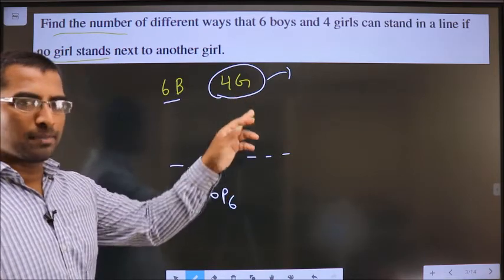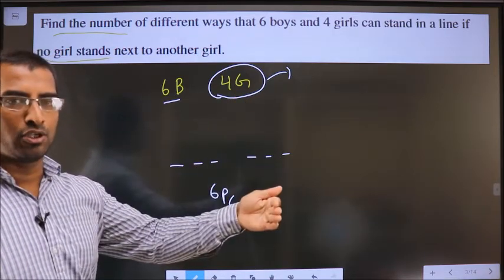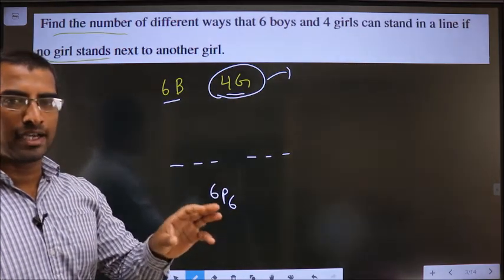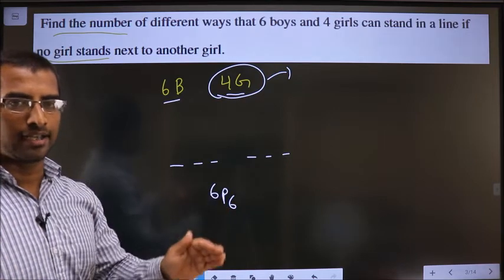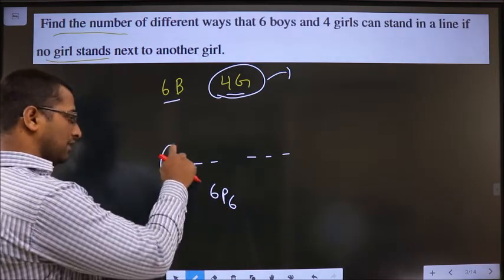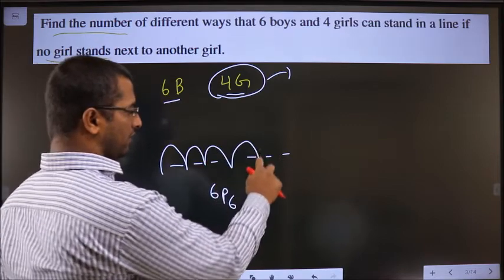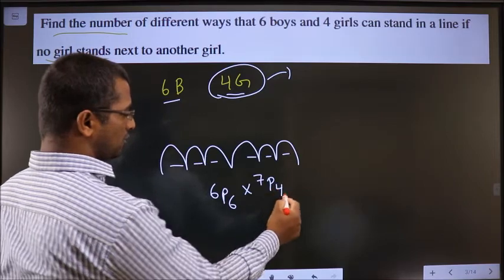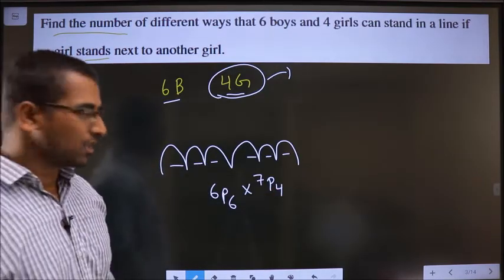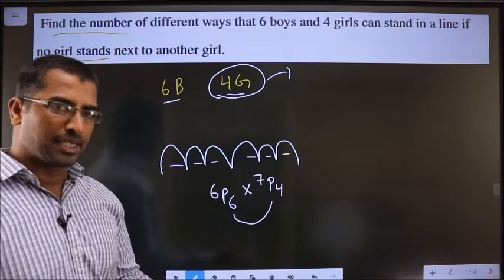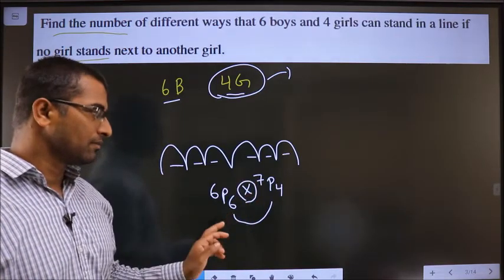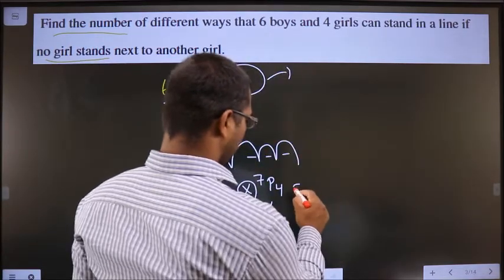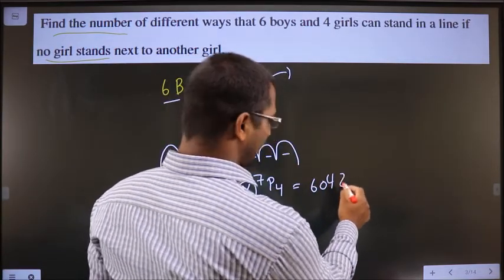These should not be together means see in between how many places you have to place these 4 girls. Only in that way can I make sure that beside a girl another girl is not standing. So 1, 2, 3, 4, 5, 6, 7. So 7 places for 4 girls, so answer will be 7P4. Since these two should happen simultaneously, multiply them. If you put it in the calculator, you get the answer to be 604800.